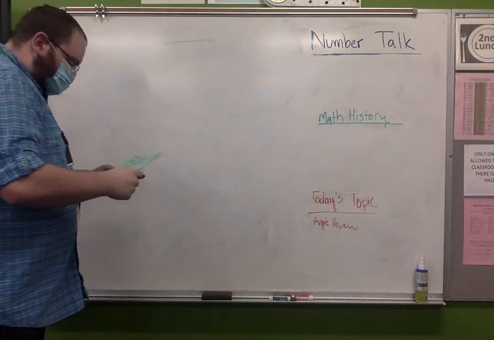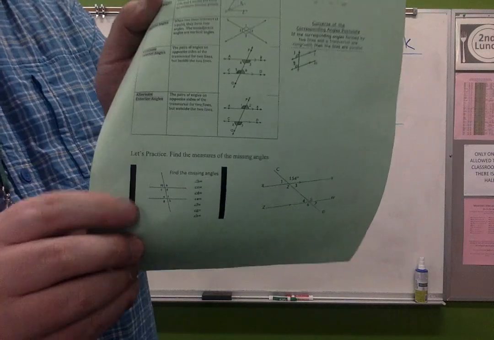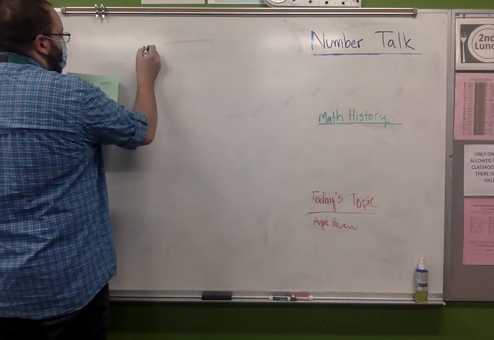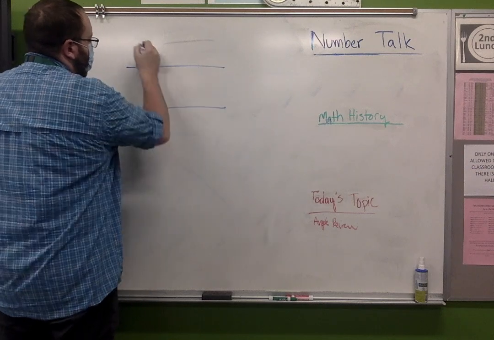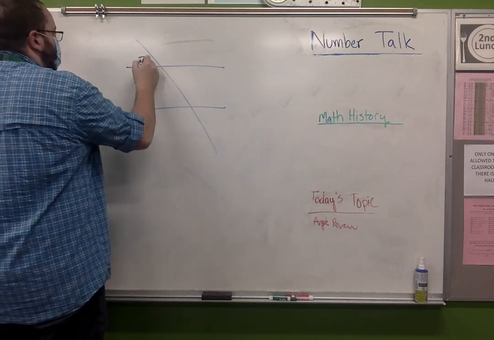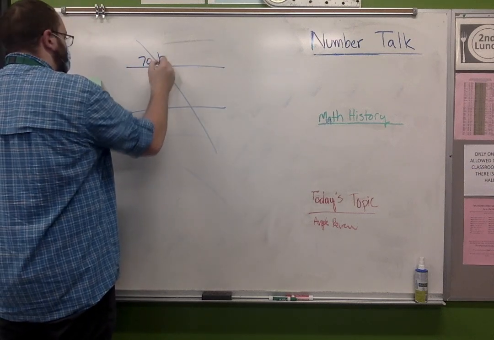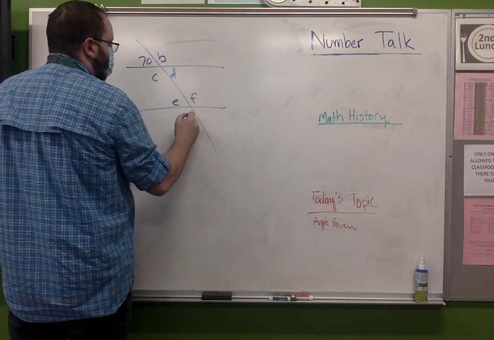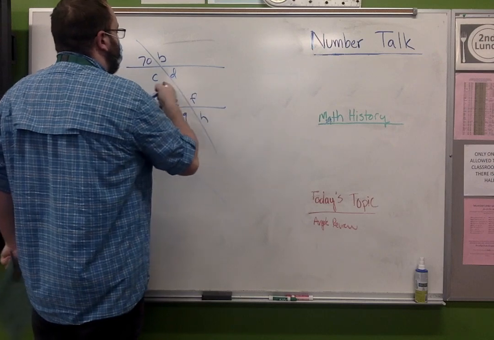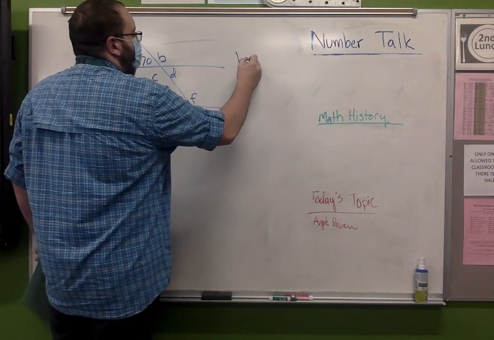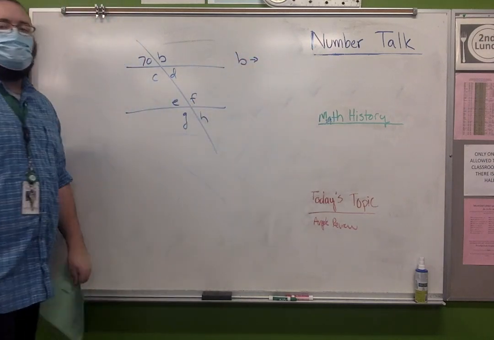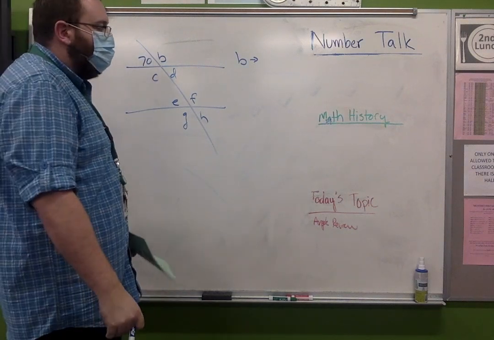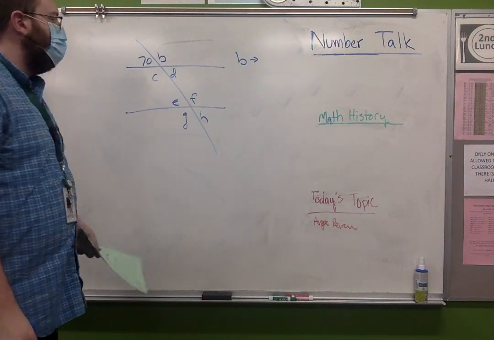Okay, let's look at this first practice right here. So we have parallel, parallel, transversal. This is 70. We want to find the angle measures for each of these. Now, you need to state why. Okay, you have to prove everything now. From here on out, you've got to prove it. You've got to tell me why. You can't just give me an answer and I accept it.